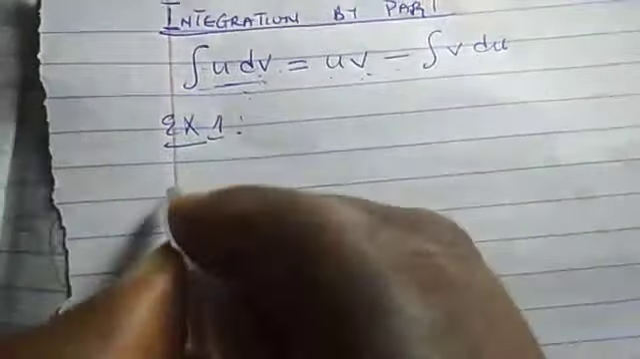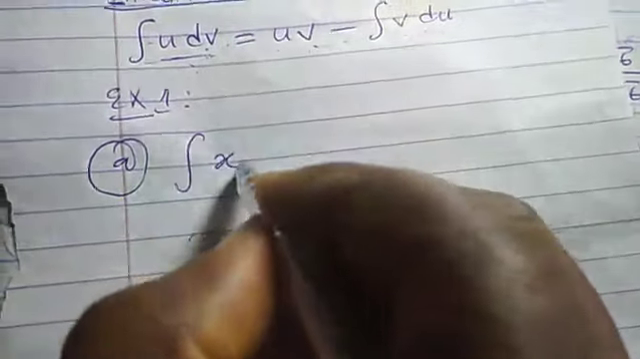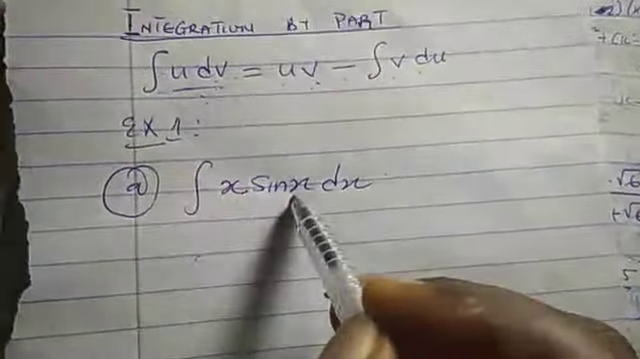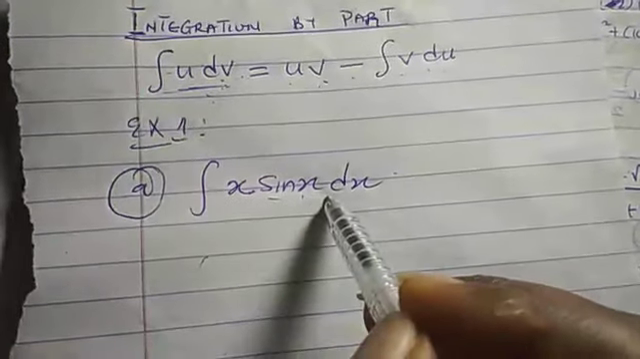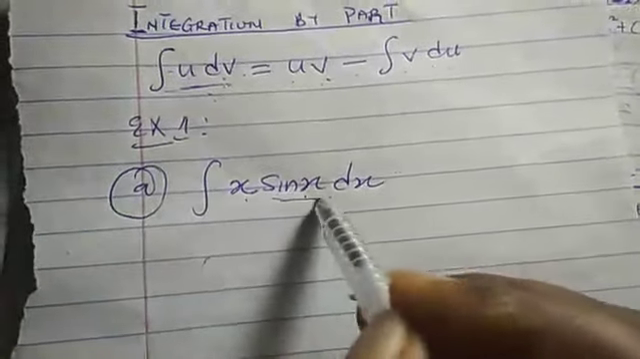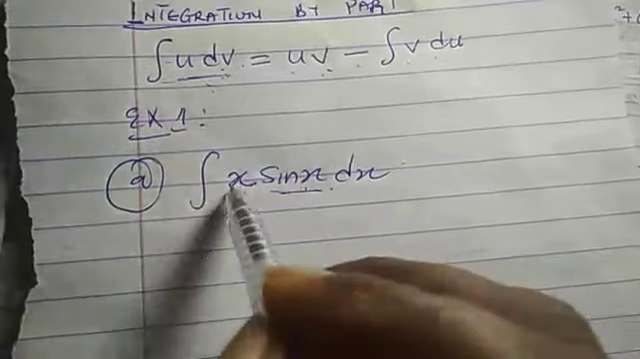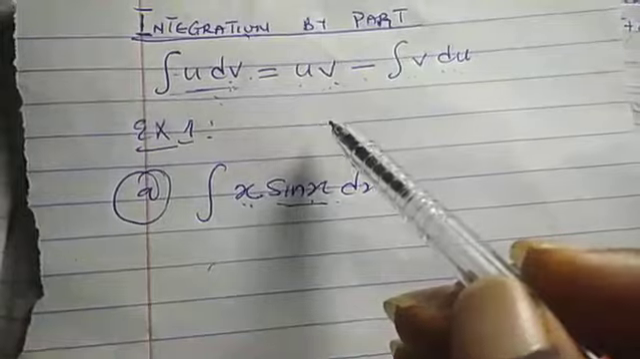So let's say example 1. We want to integrate x sin x dx. If you differentiate sin x, you can't get cos x. If you differentiate x, you can't get sin x. If you differentiate sin x, you can't get x. So we have to apply integration by parts.